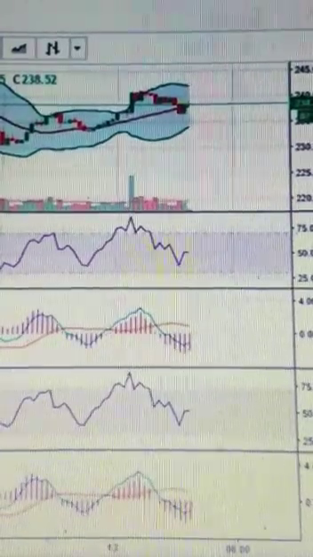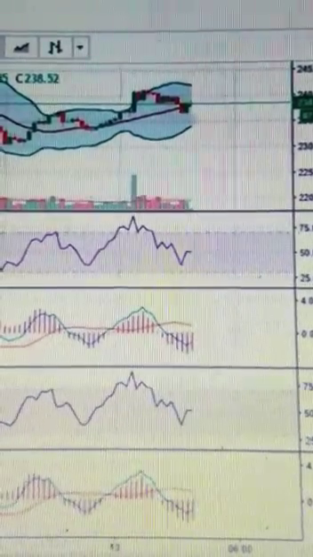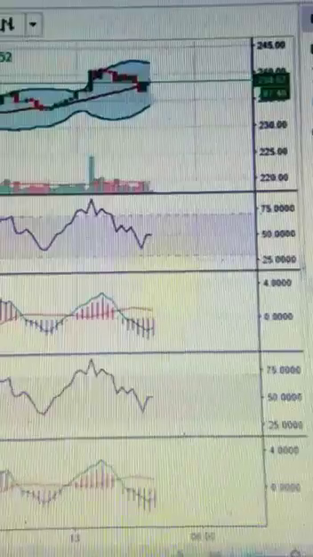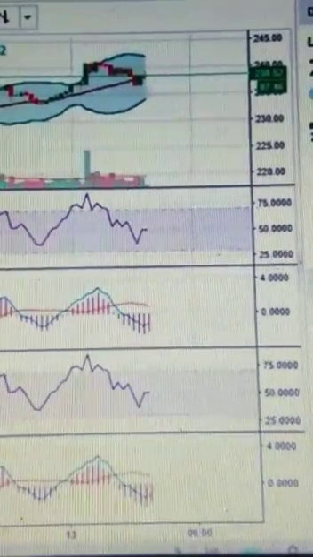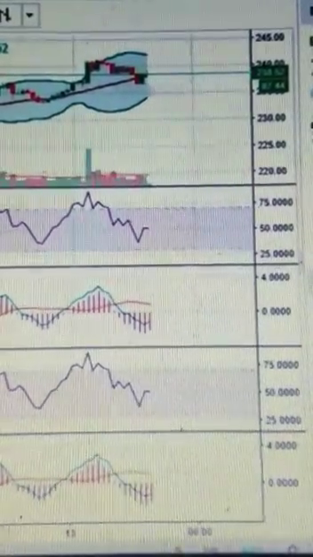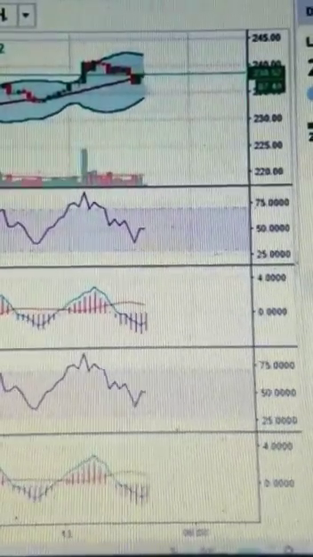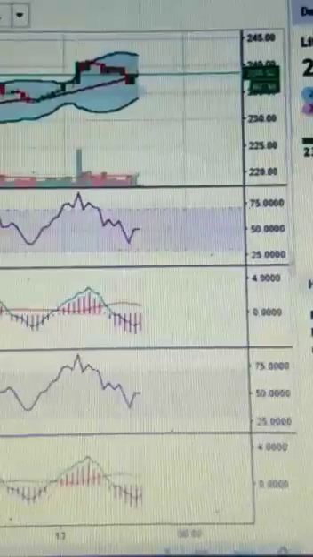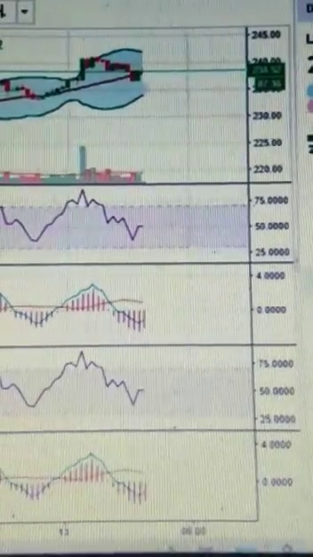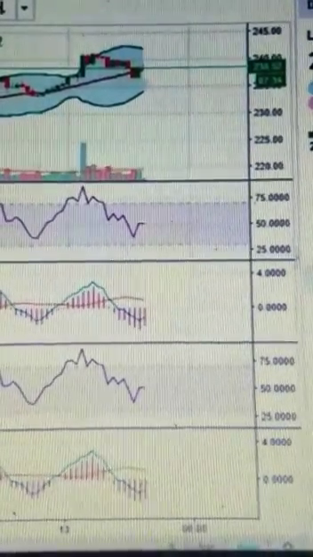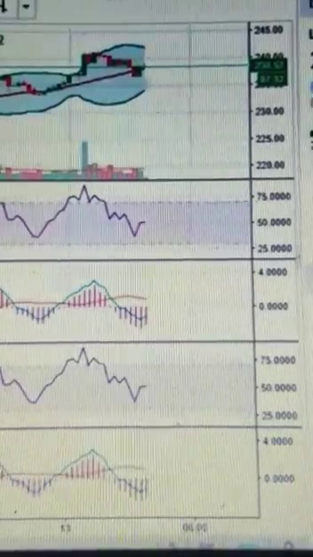I tested it with the Bollinger Bands, the RSI, the stochastic, and the CCI. And the CCI works very well as well. It works very well. I just prefer to use the MACD because of the volume. I'm able to see when it's and the RSI.